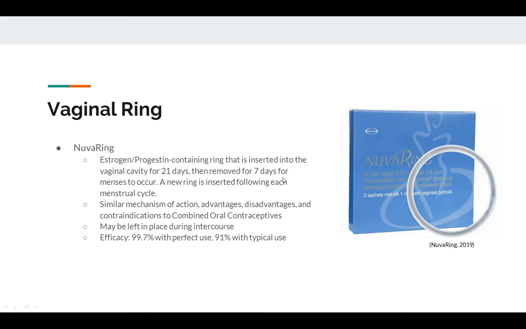The vaginal ring is basically non-oral, and it's not implantable either. It's a temporary method that is a ring inserted into the vaginal cavity for 21 days and then removed for 7 days. This allows it to have many of the advantages and disadvantages and contraindications of the combined oral contraceptives, but the patient doesn't have to remember quite as much. So the perfect use rate of efficacy is actually a little bit higher. Typical use is pretty similar to oral contraceptives.